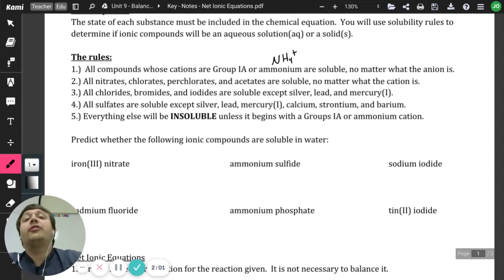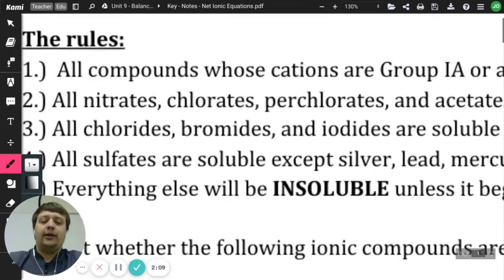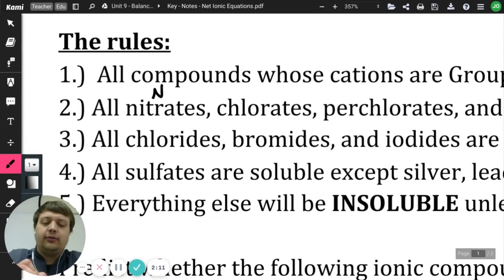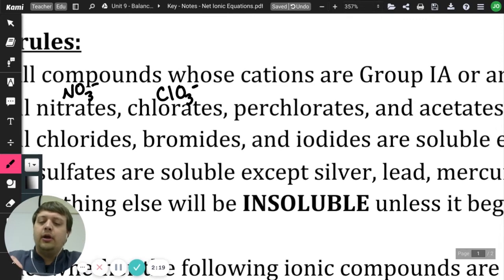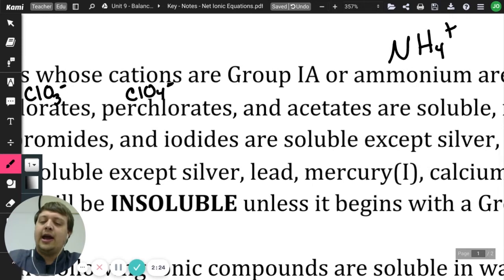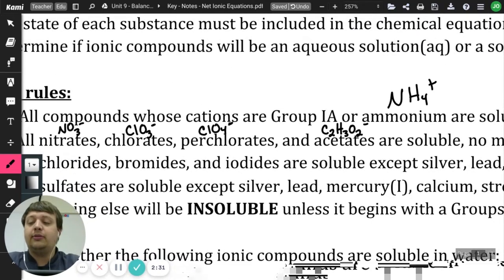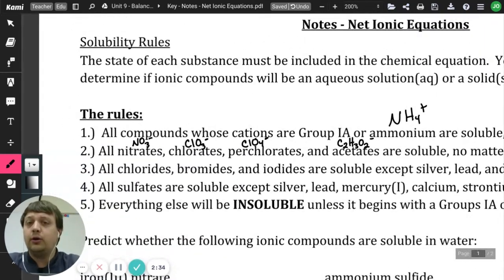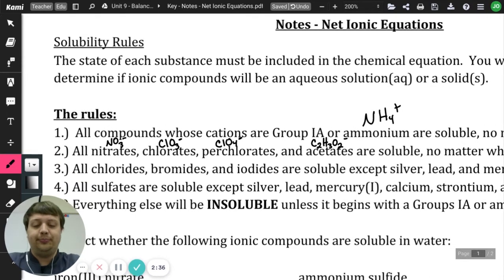Rule number 2 says all nitrates, chlorates, perchlorates, and acetates are soluble no matter what. So your nitrates, NO3 -1, chlorates, ClO3 -1, perchlorate, ClO4 -1, and then acetate is C2H3O2 -1. So all of those are going to be soluble no matter what. It doesn't matter what they're bonded with, they will always be soluble.